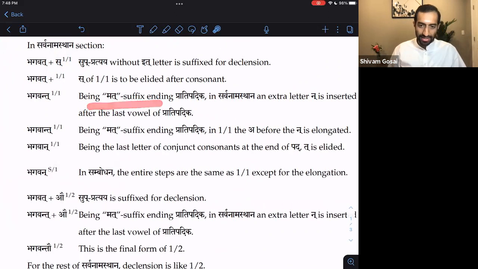Now, in Mat and Sat, Pratipadika, Sarvanamasthana, you get an extra letter Na inserted. So it becomes Bhagavant. Here, this is peculiar to Mat, to Bhagavat, that being Mat ending in 1-1, the a before the Na becomes Dirga, becomes long. So it becomes Bhagavant. And then being the last letter of a conjunct consonant, right? That nakara and takara that are stuck together, the ta gets removed. Okay, so you just have Bhagavan.